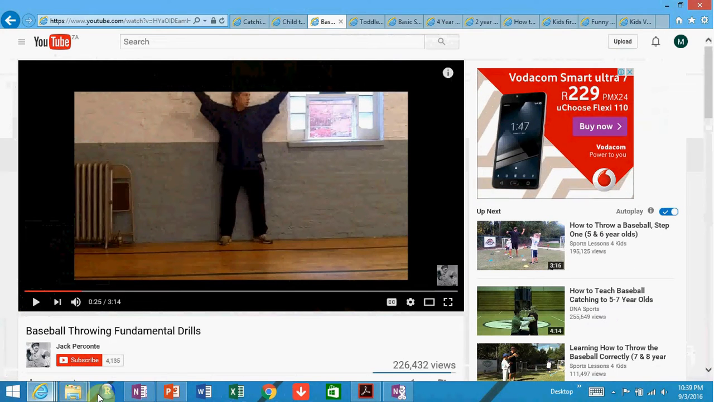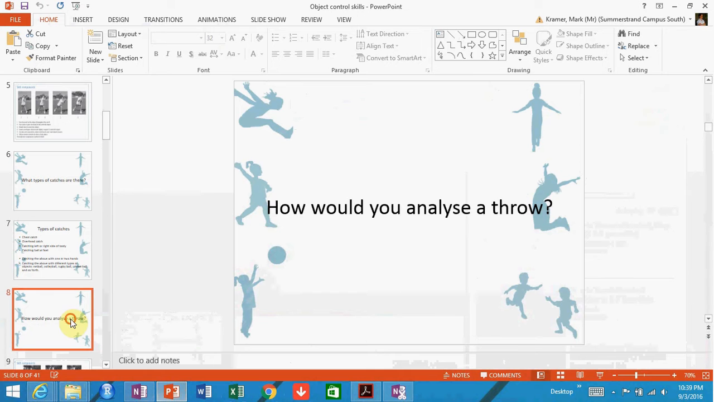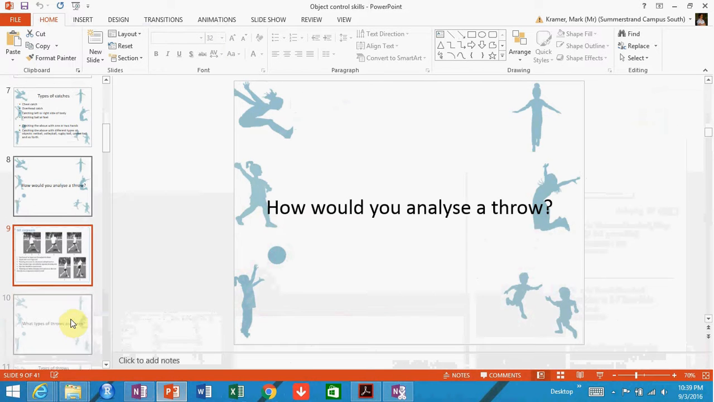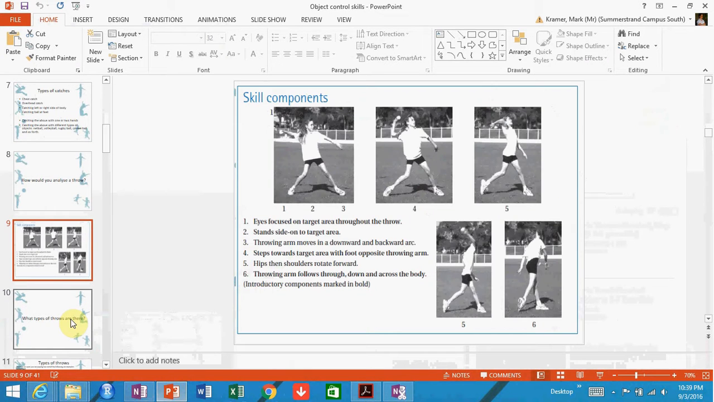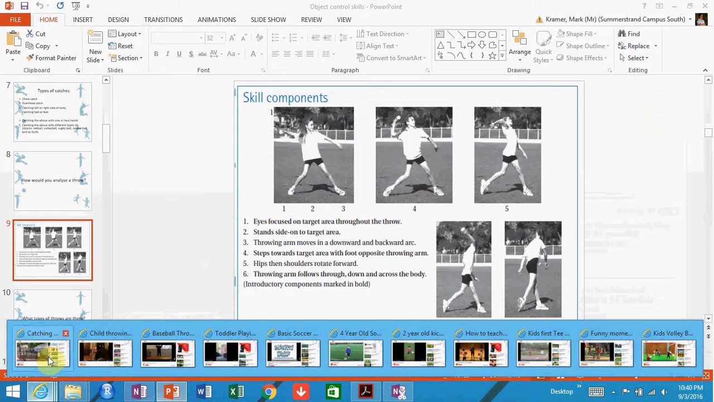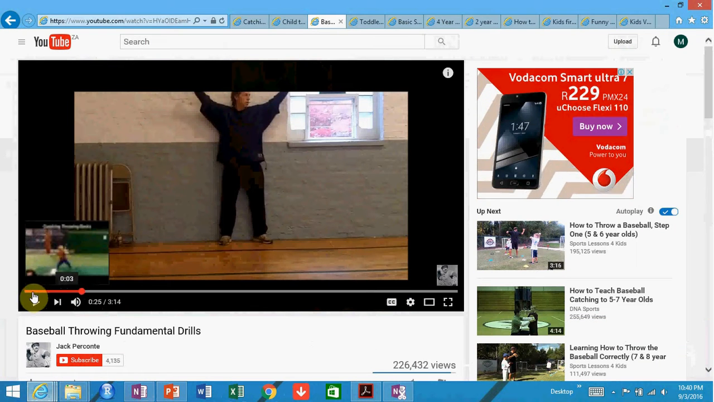Okay, so if we're looking at the throwing action, what did you notice? I hope that whilst you're watching, you would notice the stepping action. You would notice the opposite arm to opposite leg action. You would notice the slingshot action of the hand as the body follows through. And you notice the eyes focus forward towards the target. Stand side onto the target area. Throwing arm moves in a downward and backward arch.